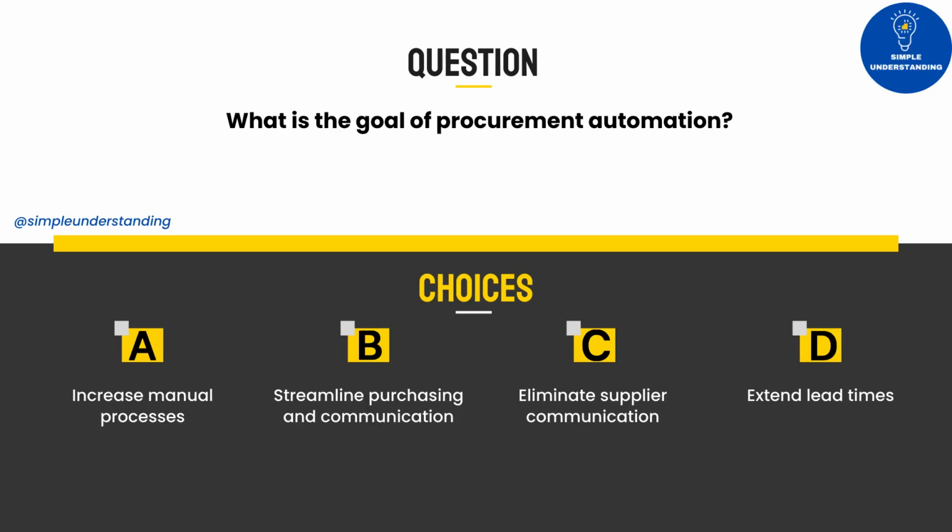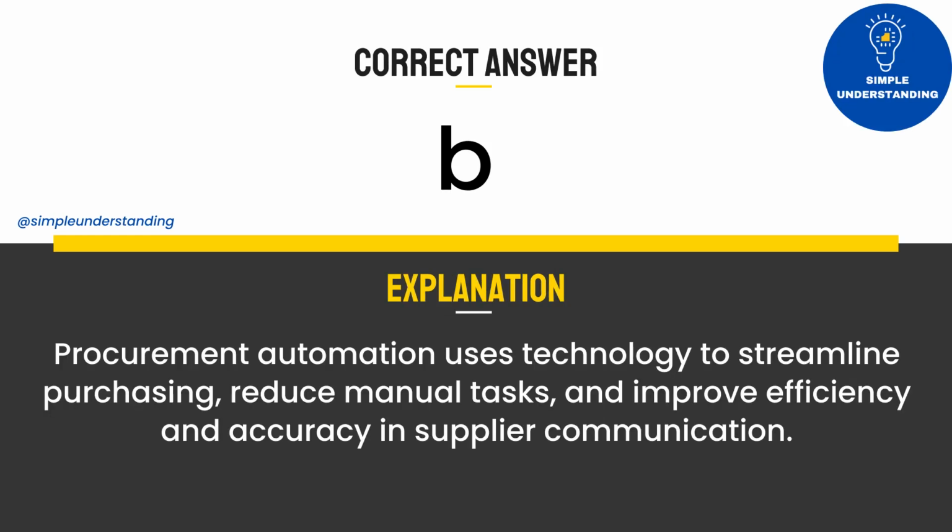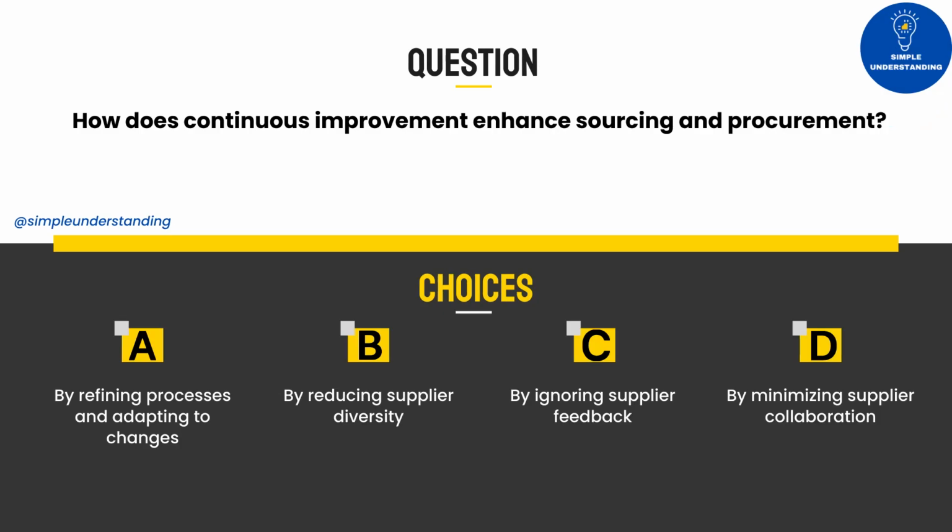9. What is the goal of procurement automation? A. Increase manual processes. B. Streamline purchasing and communication. C. Eliminate supplier communication. D. Extend lead times. Answer. B. Explanation. Procurement automation uses technology to streamline purchasing, reduce manual tasks, and improve efficiency and accuracy in supplier communication.